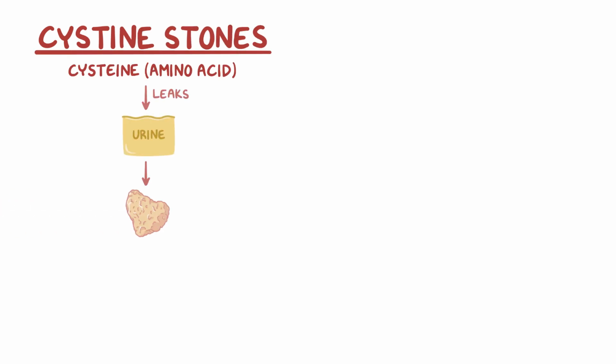A tiny minority of stones are called cysteine stones, composed of the amino acid cysteine, which sometimes leaks into the urine to crystallize and form a yellow or light pink colored stone that is radiolucent under X-ray.